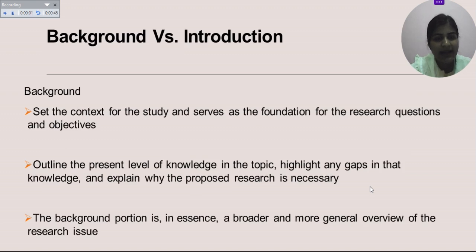Background versus introduction. The background sets the context for the study and serves as the foundation for the research question and objectives. It outlines the present level of knowledge in the topic, highlights any gap in that knowledge, and explains why the proposed research is necessary. The background portion is in essence a broader and more general overview of the research issue.